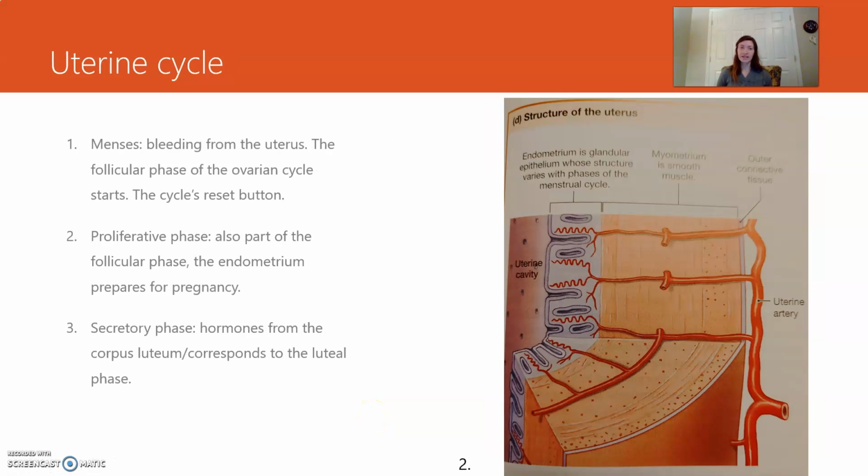Let's do the uterine cycle. So the uterine cycle begins with menses. This is the period where the endometrium lining, this lining here, is going to slough off and it will come out as blood.